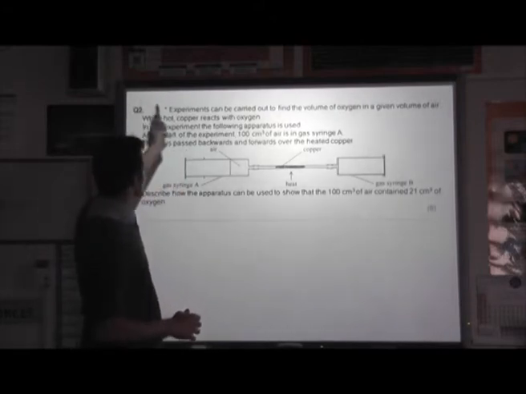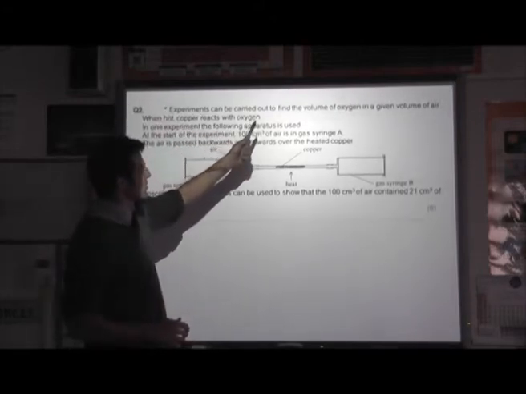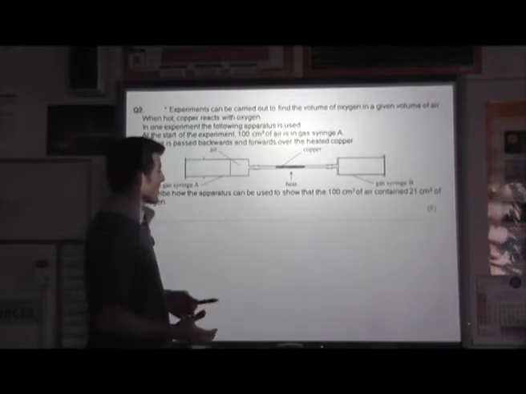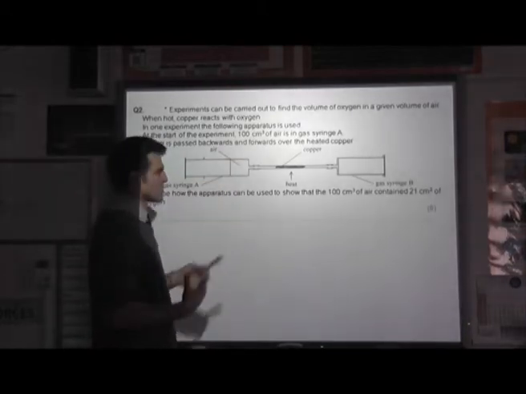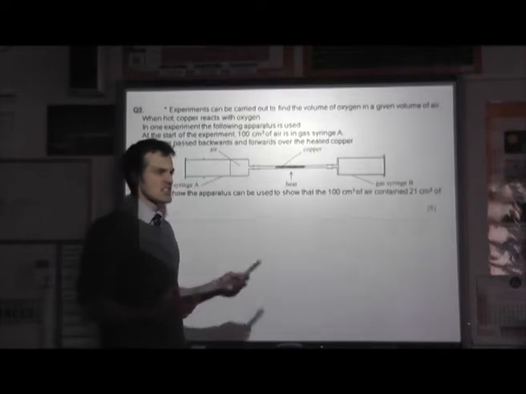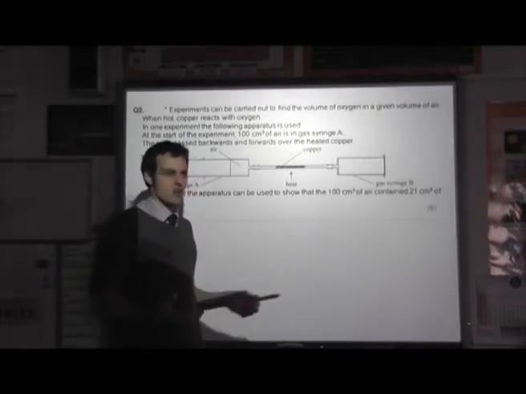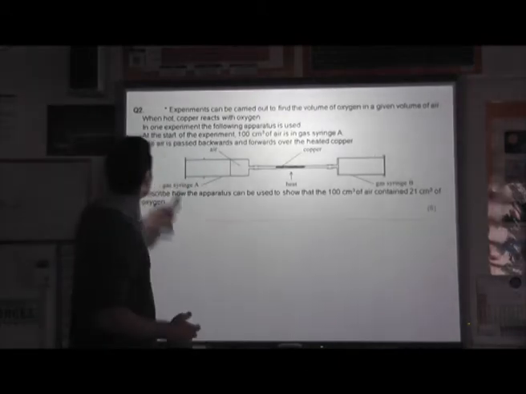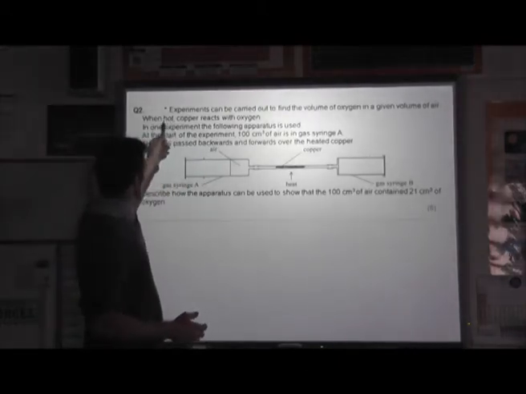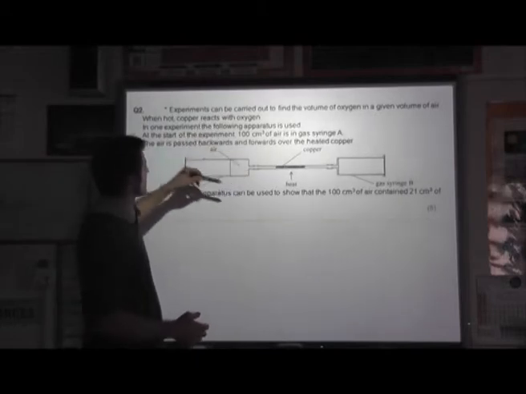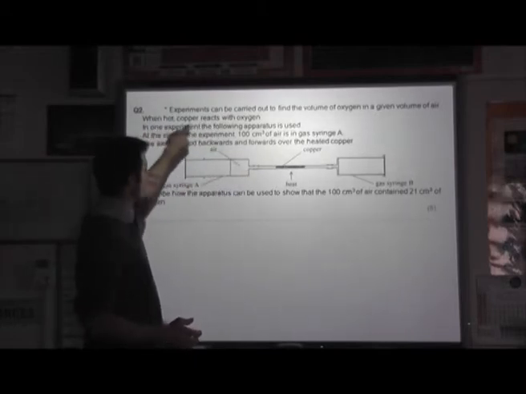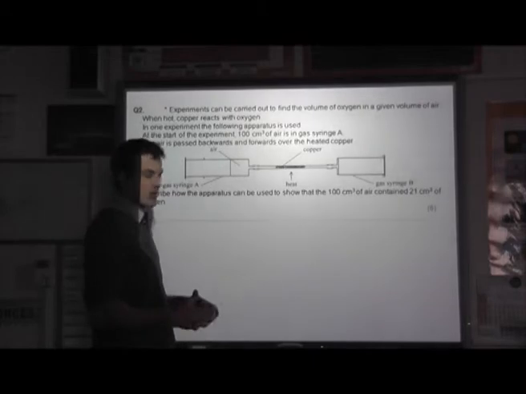So question 2. Experiments can be carried out to find out the volume of oxygen in a given volume of air, because air contains oxygen. So you should be thinking now, well, how much oxygen is in air, because that's the kind of thing it's going to start talking about. We know that it's 21%. When hot, copper reacts with oxygen. So when you heat copper, it will react with oxygen.